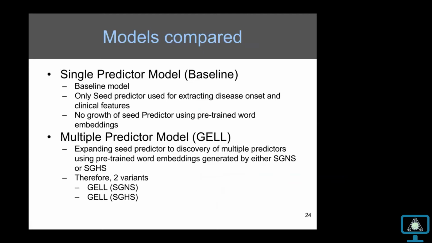We don't grow those seed keywords using our embeddings. And so this really will help us understand if these expansions are really useful in extracting information. And then we have our method, GEL, here. That's really what we are comparing against. And as I mentioned, we have two variants of GEL. They both have to do with how these embeddings are trained. One is the negative sampling method, NS. The other is the hierarchical softmax method.